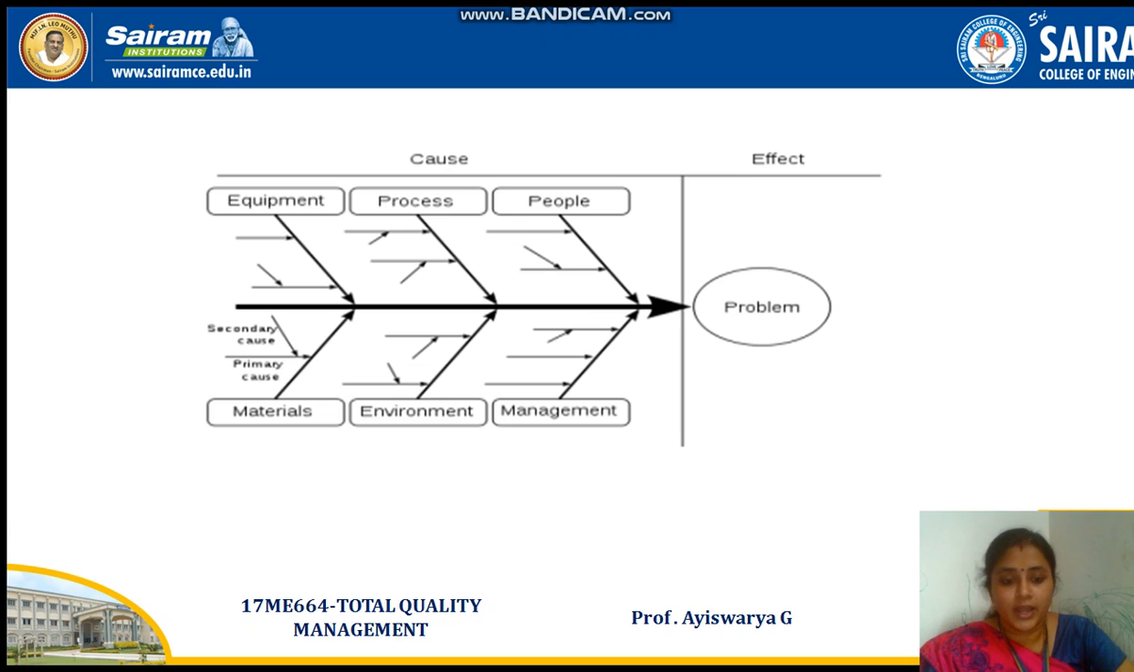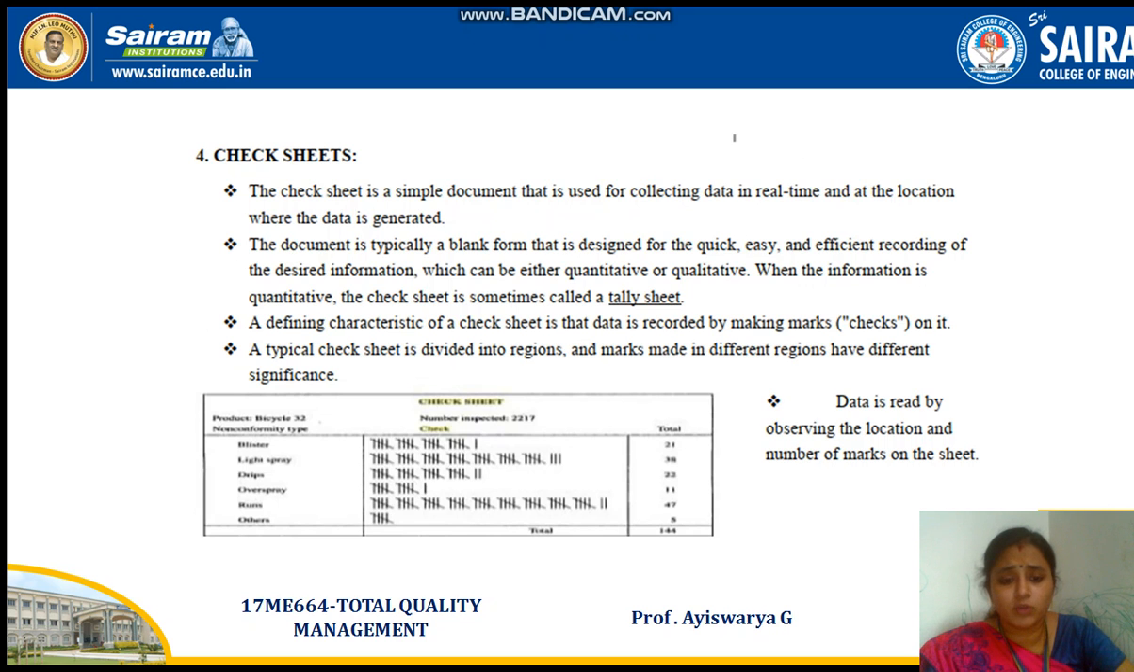On the right side, one particular set of problems, and on the left side another set of problems, and finally what is the solution I have made. So this is called the cause and effect diagram. And the next one is the check sheet.